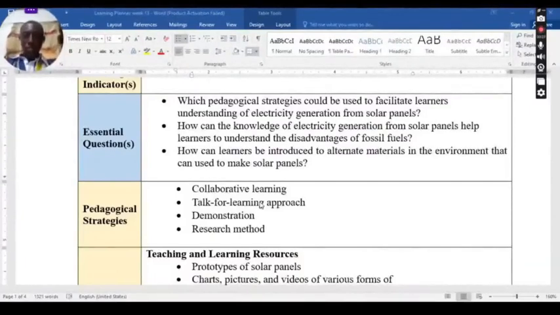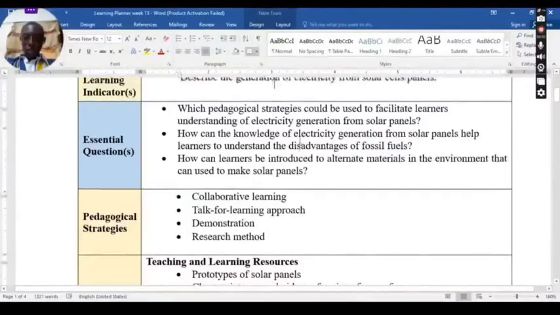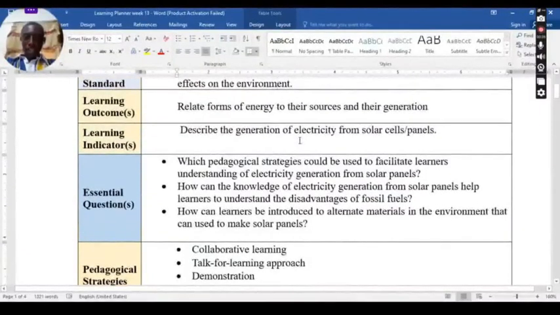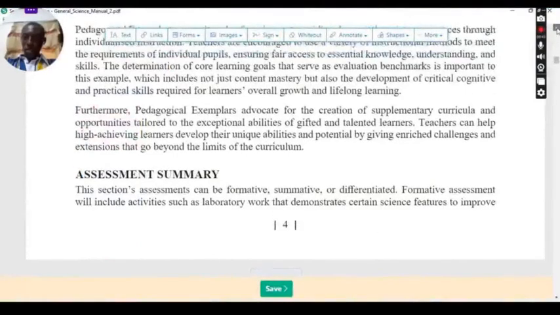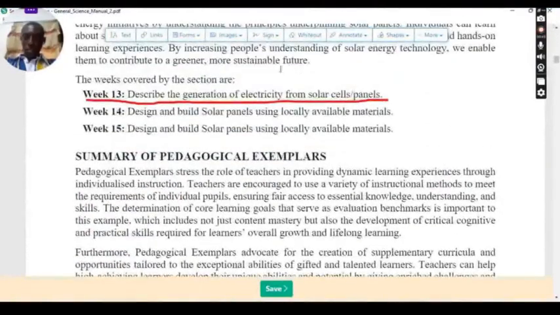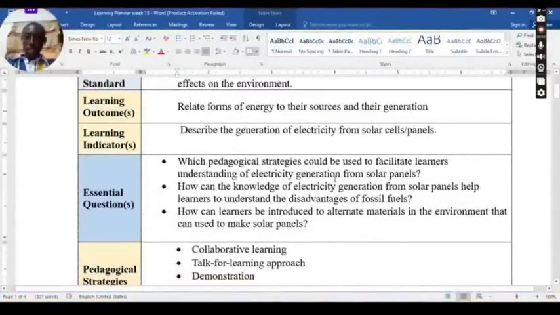So let's look at the examples in this week 13. What is the topic for week 13? The LI. Describe the generation of electricity from solar cells or solar panels. That is it. Describe the generation of electricity from solar panels. That is the LI, the topic for week 13 that we are using as an example.